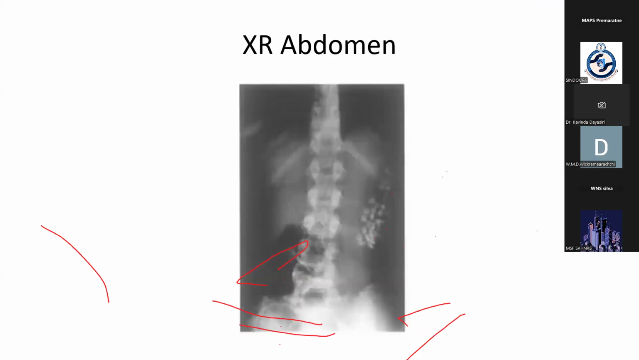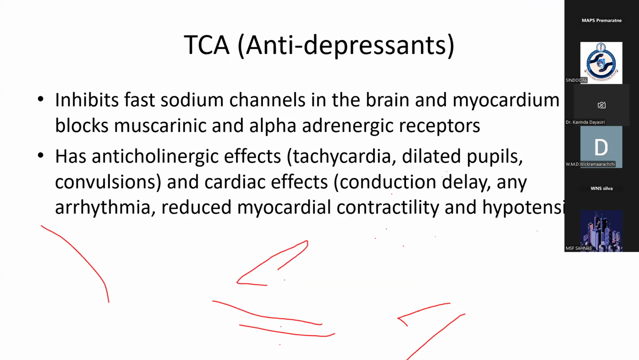And this X-ray shows evidence of iron tablets deposited over the GI tract. And this is again a common thing that we see in teenagers.